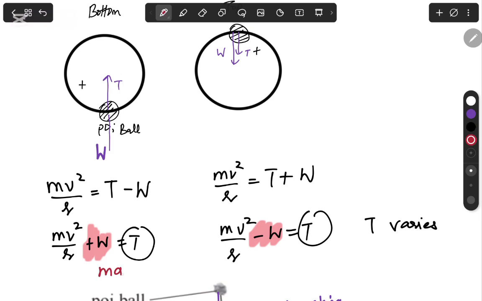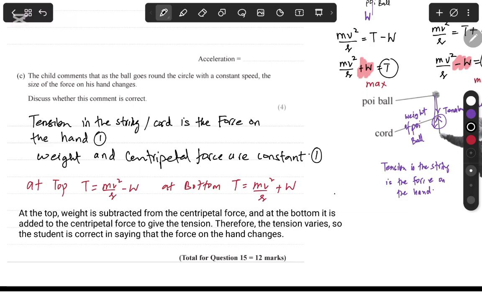Okay, so because of this, we can also say that at the bottom tension will be max, top it will be minimum. So we can write this down here, that at the top the weight is subtracted from the centripetal force, at the bottom it is added to the centripetal force to give the tension, therefore tension varies. So the student is correct in saying that the force on the hand changes. So that's going to give you the other 2 marks. So that's going to be the 4-mark answer. Hope that was clear. Now I'm going to show you the mark scheme and the examiner report.